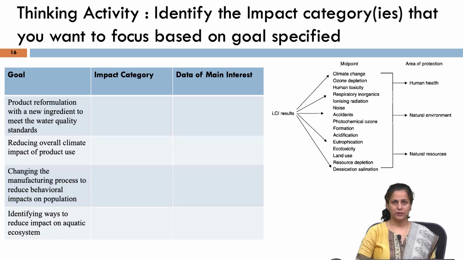So, let us do a quick thinking activity. Here I have provided you goals for different types of LCA. These are different goals. What I want you to do is think about the impact category that would be important in the scoping phase, and what is the data of main interest that will address that particular impact category.